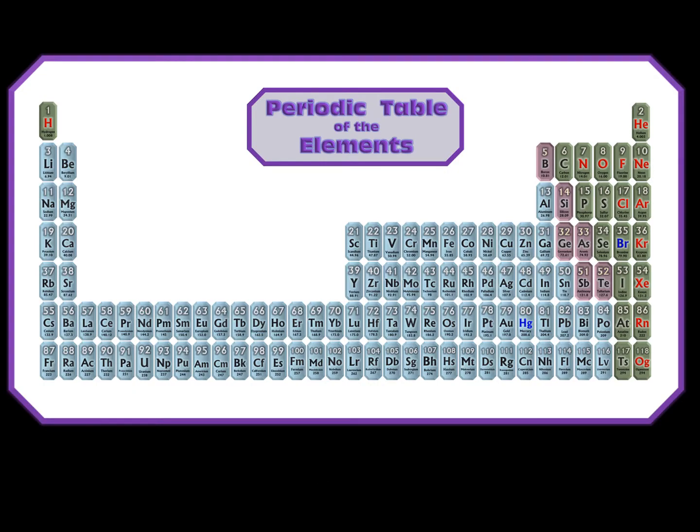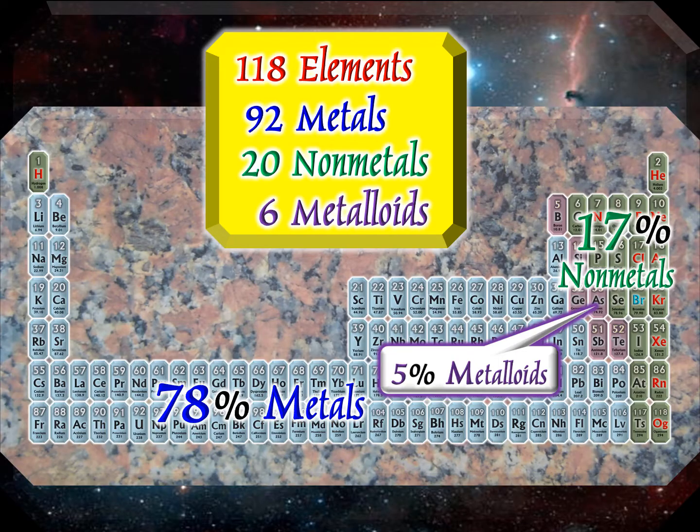So the periodic table, when you look at it this way, well, we could talk about percentages. I wonder what percent are metals. 78% of the periodic table is made of metals. What I mean by this is of the 118 elements that we have right now, 92 of them are metals. So 92 divided by 118 times 100 rounds to 78%.